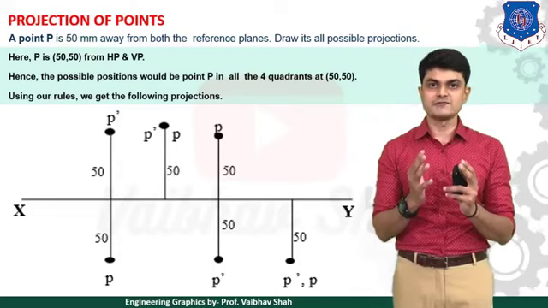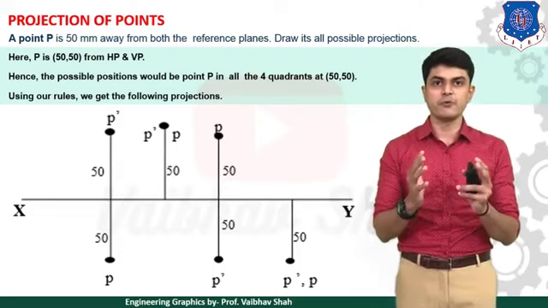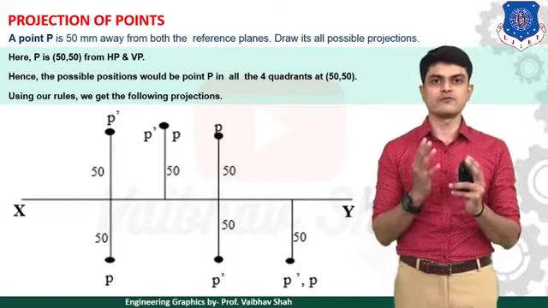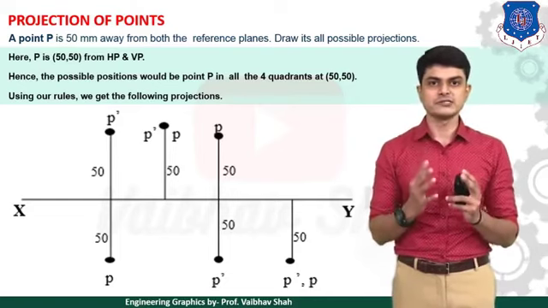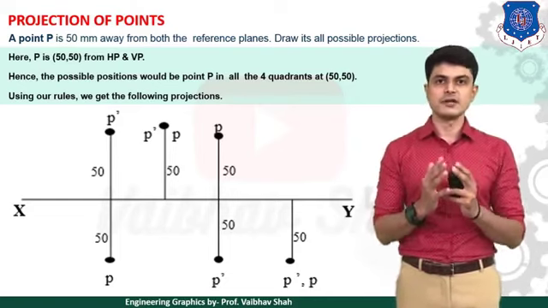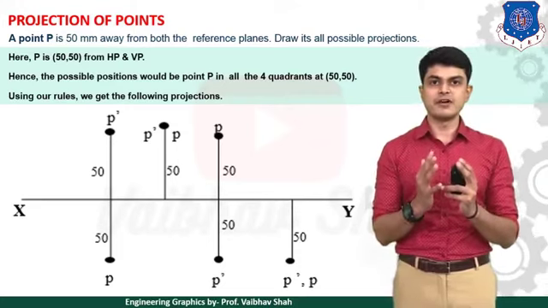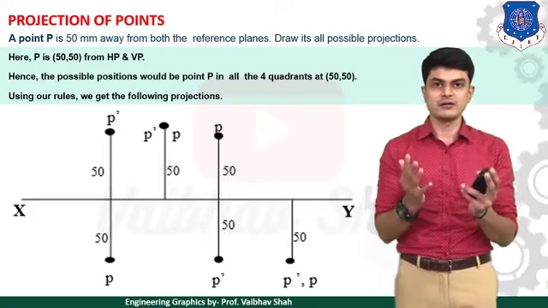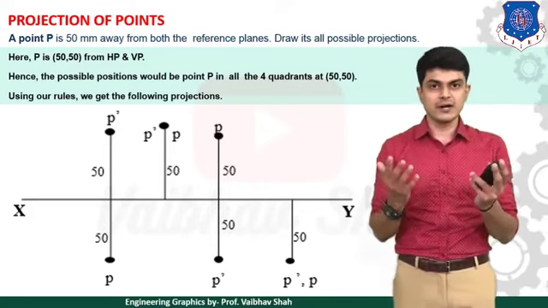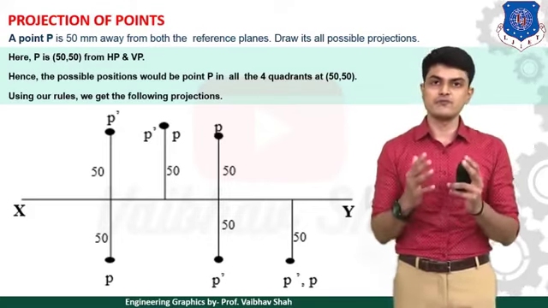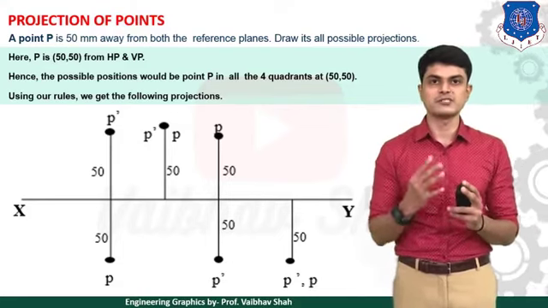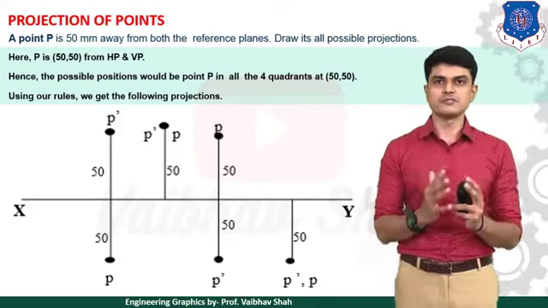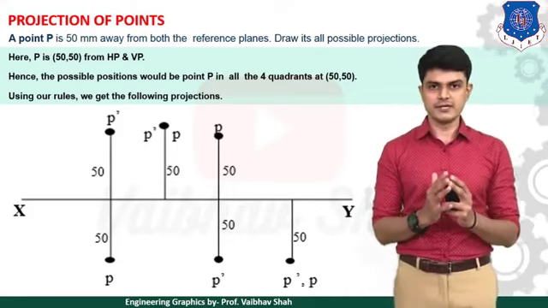So now your point is 50 mm away from both HP and VP. So we might have a total of 4 positions. 4 positions in what? 4 different quadrants. Because it is 50 mm away from HP and VP, we might have this point in the first quadrant, second quadrant, third quadrant, or in the fourth quadrant. So we might have 4 possible positions of this point. So we'll be plotting the 4 possible positions of this point.